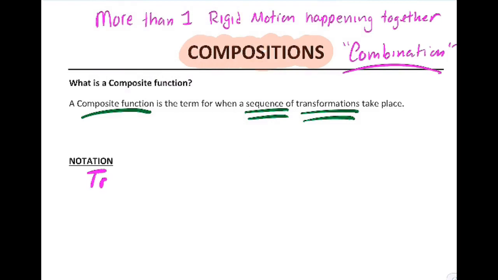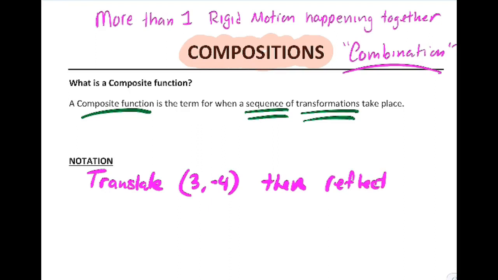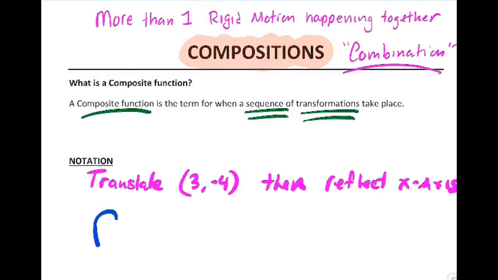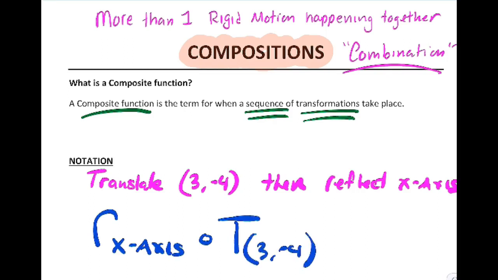If we were going to translate, say, over 3 and down 4, then we wanted to reflect over the x-axis. If that's how we wrote it in English and said it in words, it would actually be written like this. You reflect over the x-axis after translating 3, -4. So first of all, you notice this little circle. It's bigger than a dot, bigger than a multiplication sign, smaller than a degree marker, and it's right in the middle. It's like a little empty circle.